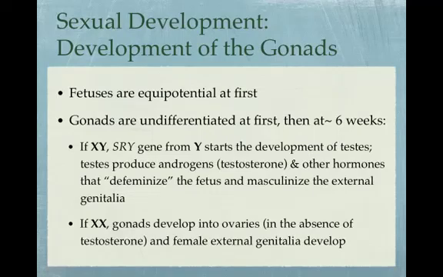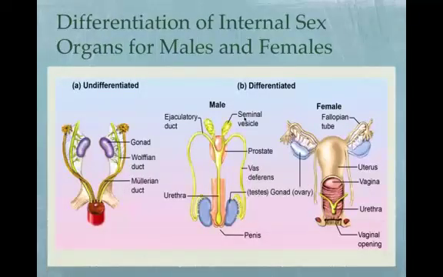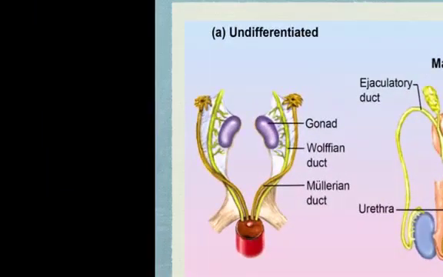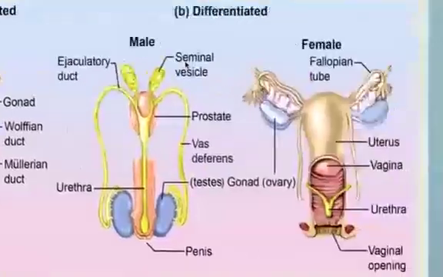Now, the default for fetuses is female. So the XY genotype develops into a male with that stimulus of that testosterone. If there is no testosterone, the fetus will develop as a female. This slide shows the undifferentiated internal sex organs for males and females, and then the early development of sexual organs for male and female fetuses.